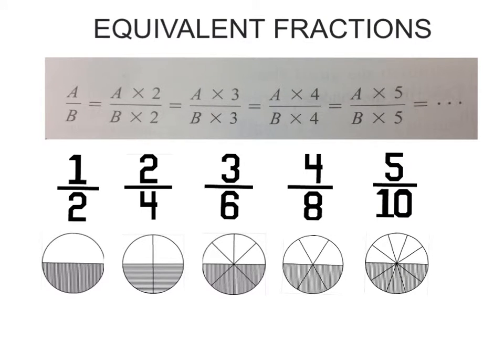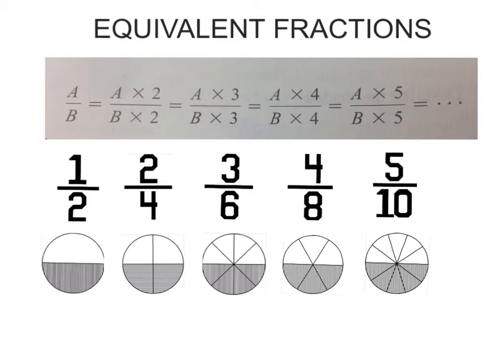An equation used for equivalent fractions is A over B will equal A over B multiplied by 2 will equal A over B multiplied by 3 will equal A over B multiplied by 4 and will equal A over B multiplied by 5 and so on and so forth because equivalent fractions are infinite.